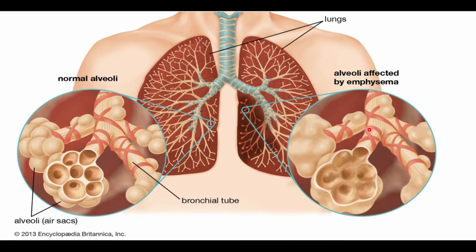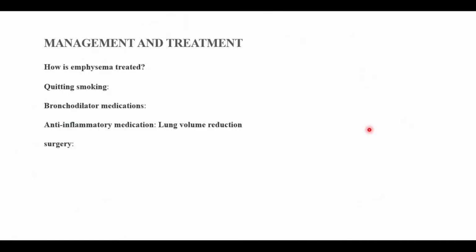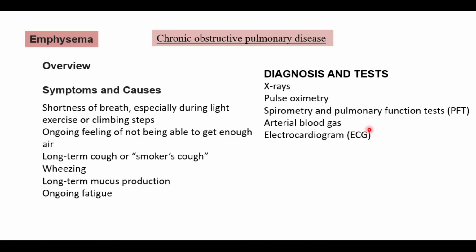So, shortly, emphysema is a lung condition that causes shortness of breath. In people with emphysema, we can say that the air sacs in the lungs, or the alveoli, are damaged and blocked. The important question is, who gets emphysema?